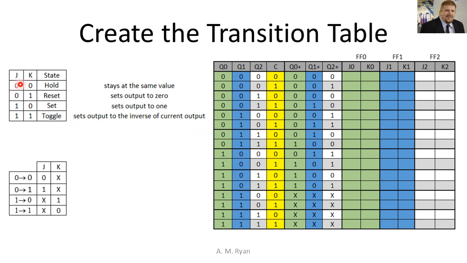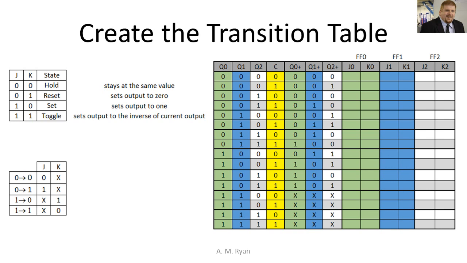But the JK flip-flop has 4 states: the hold state, the reset state, the set state, and the toggle state. Hold will keep the value the same. Reset will set the output to 0, so it will set Q to 0. Set, as it sounds, sets Q to 1. And toggle sets Q to whatever the opposite value of the current output is. So if Q is 0 and we are in toggle, the next value of Q will be 1. Now that is summarised, and I'll show you this table at the bottom. We'll talk about that in a moment as we go through this.